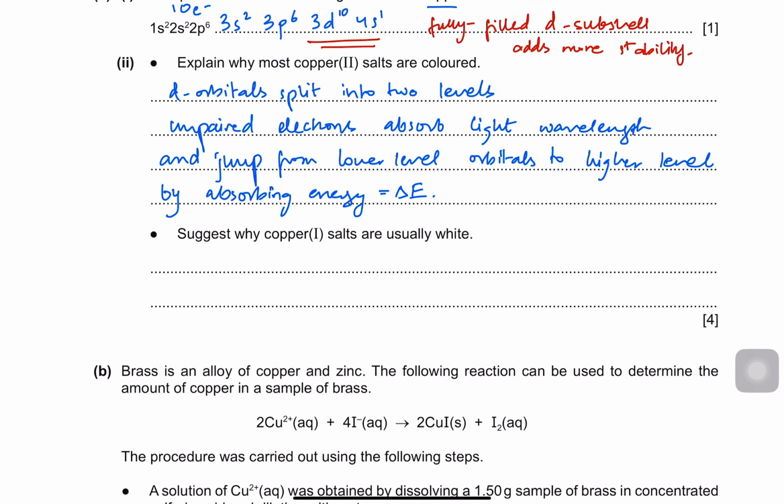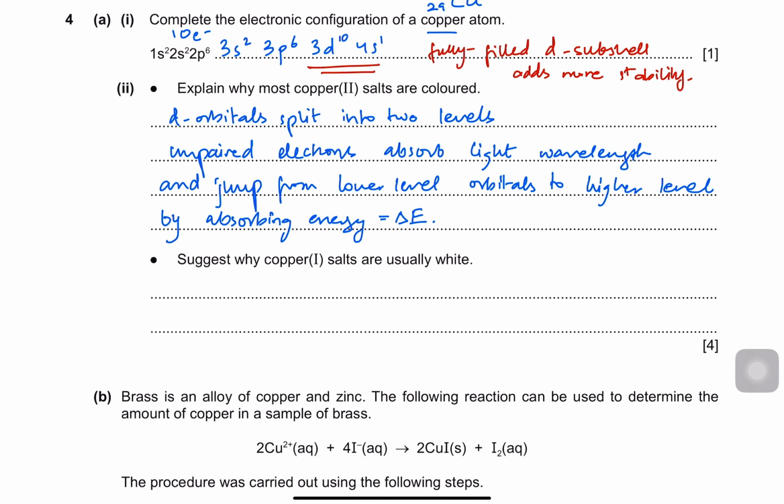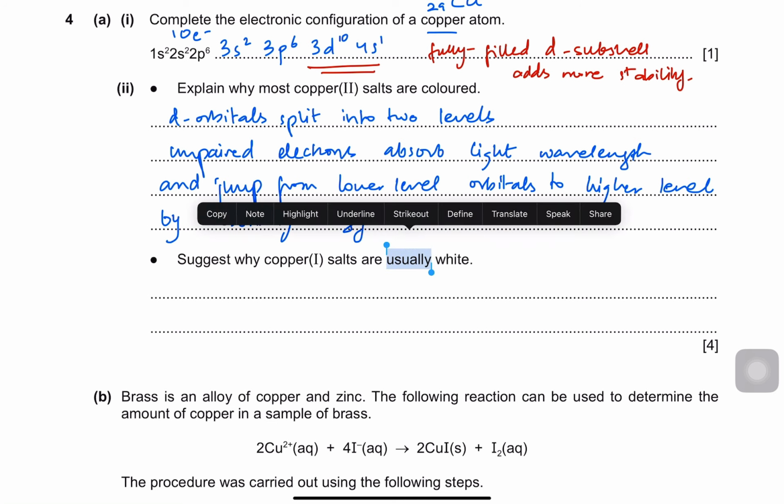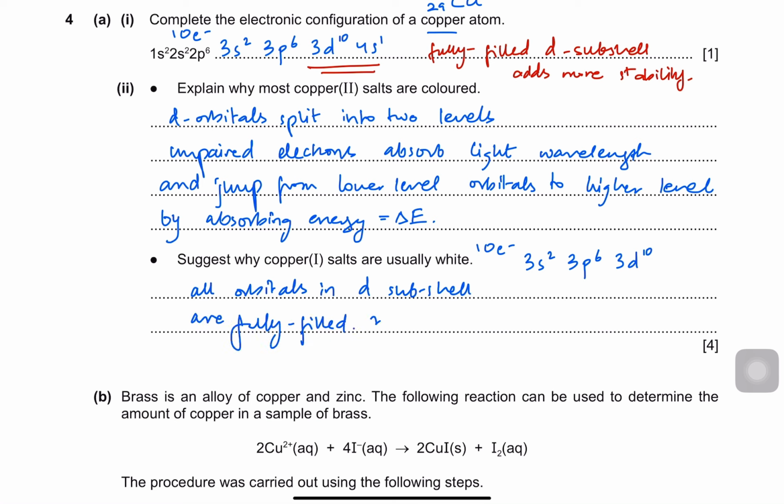Suggest why copper 1 salts are usually white. So for copper 1 configuration, you will just remove one electron from here. So the configuration will be like this. There is no unpaired electron over here, so you can just simply mention that. All the orbitals in d subshell are fully filled. No unpaired electron.